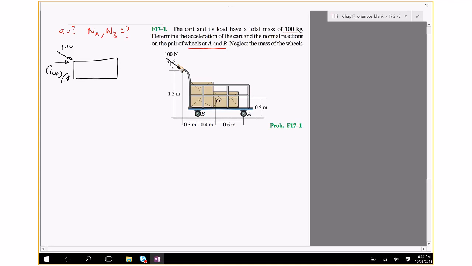4/5, because this is a 3-4-5 triangle. The angle is such that it's a 3-4-5 triangle, and this force down there is going to be 100 times 3/5. In other words, it's going to be 60. And this is going to be 80. So 80 is the force in the x direction, and 60 is the force in the y direction.